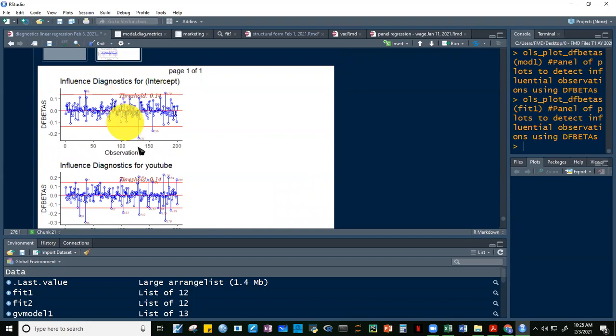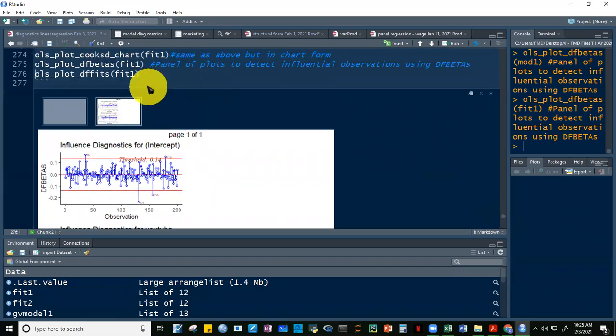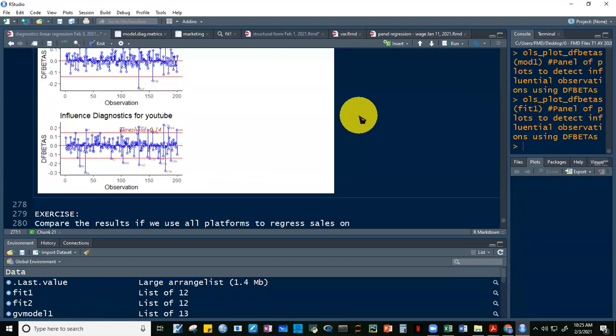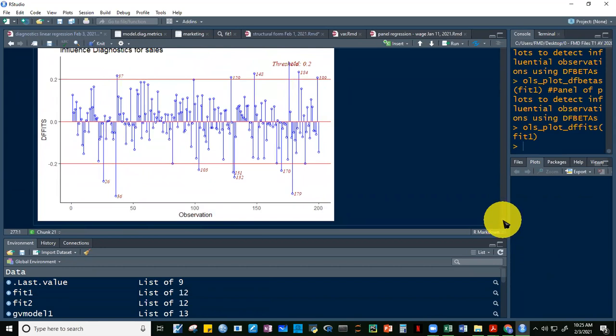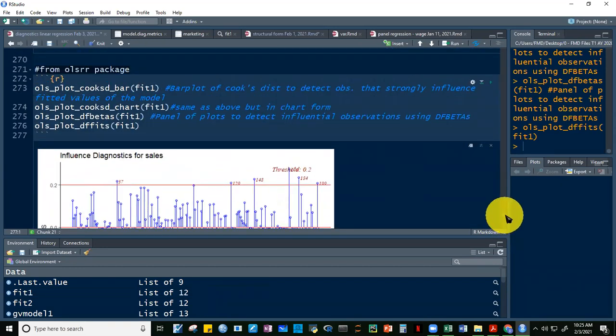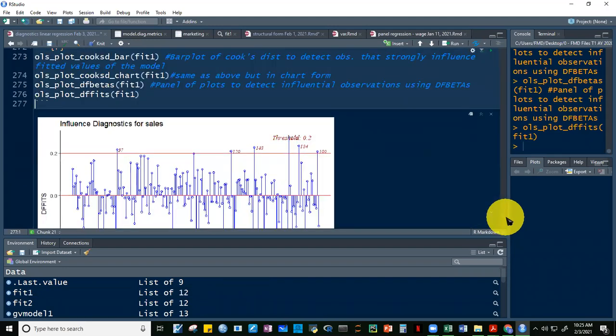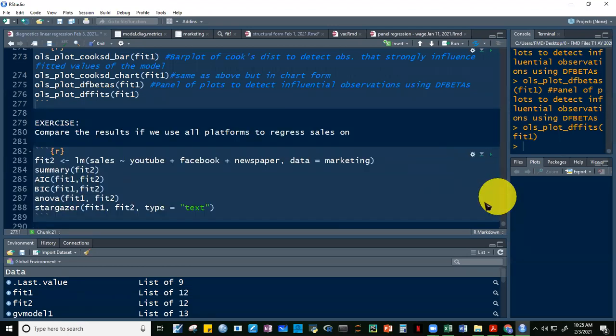Okay, so kita natin dito guys, yung influence diagnostics for the intercept at saka influence diagnostics for YouTube. Yung ano lang yan, yung using DF betas, tapos meron ding DF fits. Okay. Alright, so ang lesson dito guys, maraming ways in order to identify yung mga influential outliers, yung mga leverage points, at saka yung mga influential points. Okay.